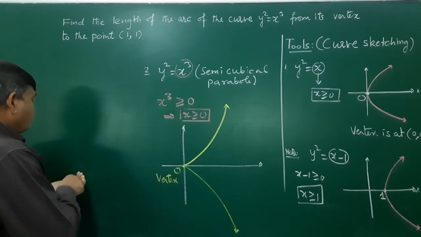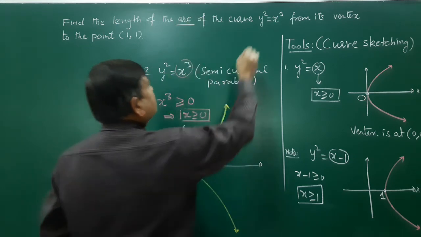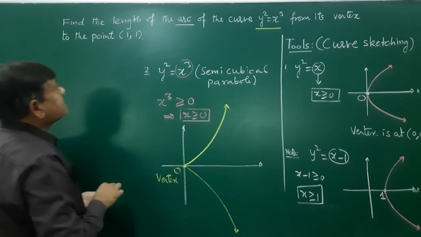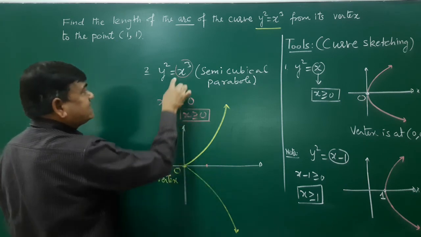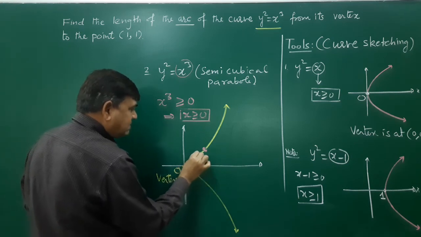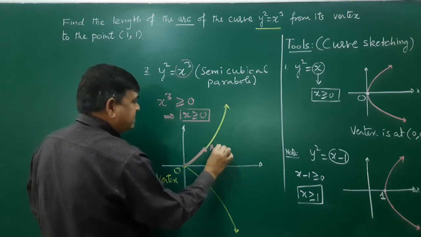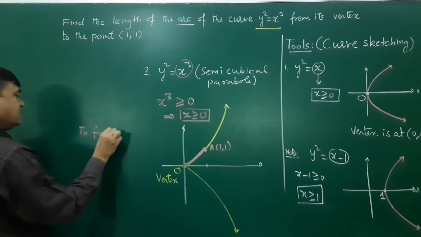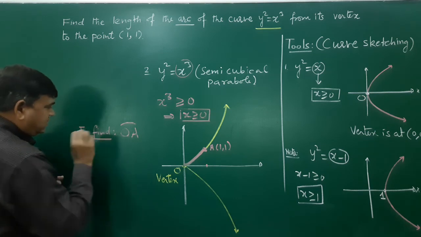Now the question is, find the length of the arc of the curve y square equals to x cube from its vertex, which means this one, to the point 1, 1. Here it is 1. So if x is 1, then y is also 1. This point is 1, 1. So this length is to be calculated. Let us suppose this point is A, which is 1, 1. So OA is to be calculated. Okay, this is the target.